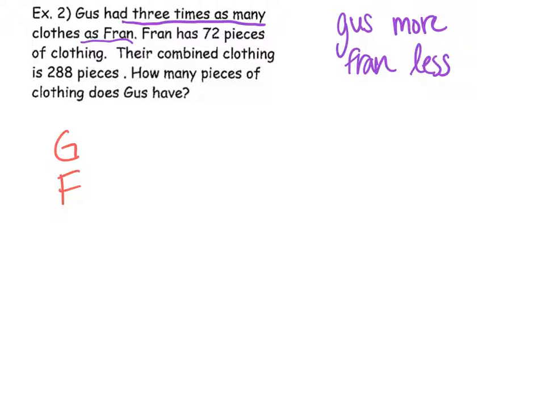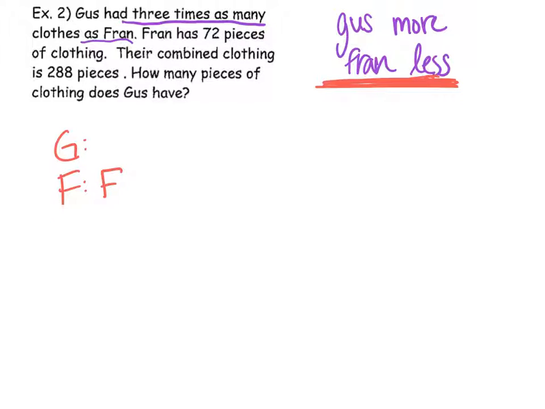And this is the part that was just said was difficult. How do I know what to write now? I will tell you. The person that has less is the variable. That means that Fran is going to be Fran. Fran will be F. So put F for Fran.